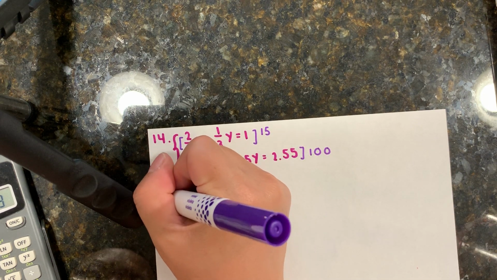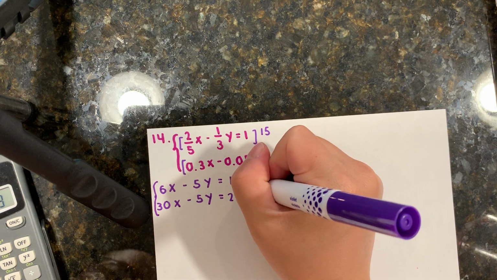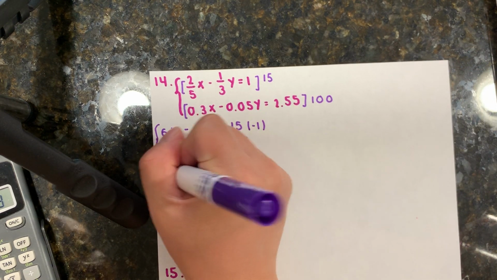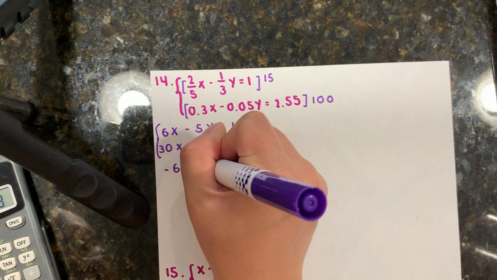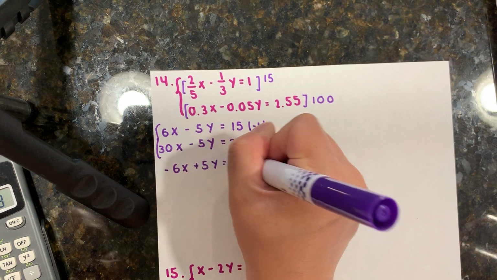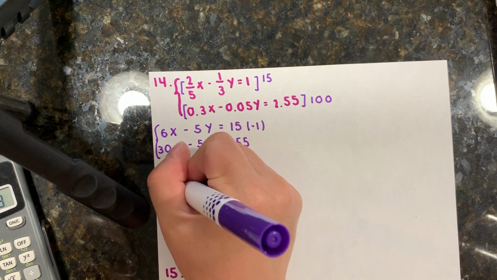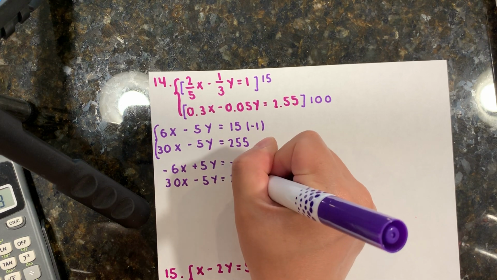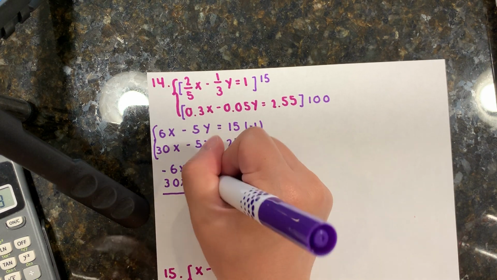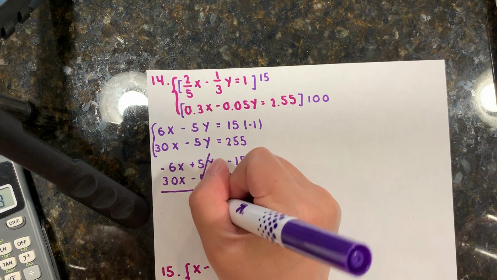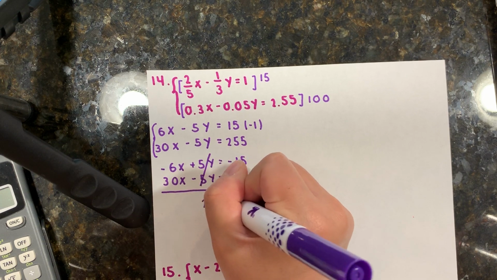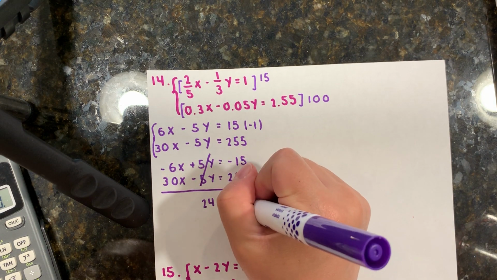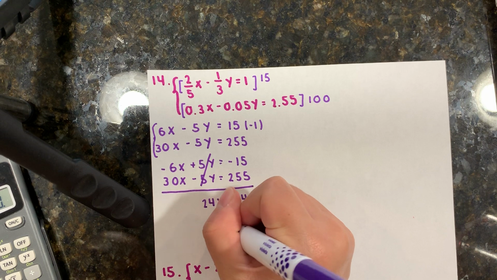Now I'm going to do elimination because I can multiply this top equation by -1 and I would end up eliminating the y. So that'd be -6x plus 5y equals -15, added to the bottom equation of 30x minus 5y equals 255. Now the y's are going to cancel and you're going to get 24x is equal to 255 minus 15, which is 240. So x is equal to 10.